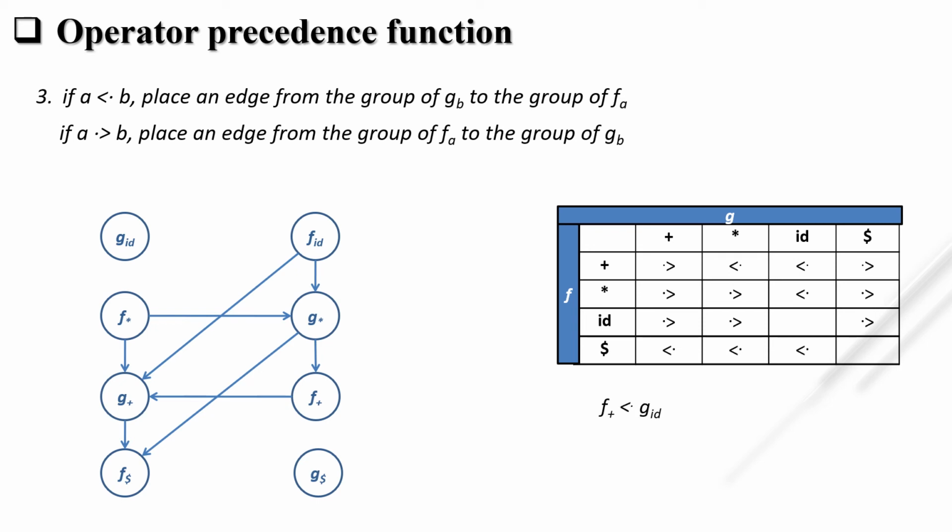Next one is f of plus and g of id. What is the arrow? Less than symbol. So we go from g of id to f of plus. Where is f of plus? Here. Next one is f of star and g of id. What is the arrow? From g of id we go to f of plus. Next, f of dollar and g of id. From g of id we go to f of dollar.